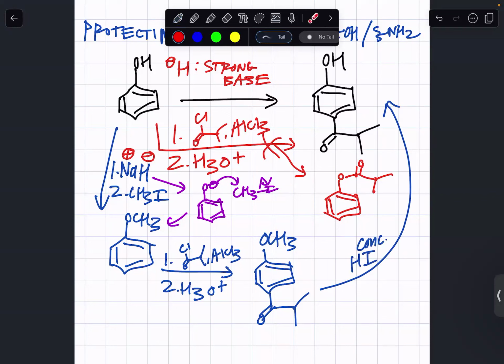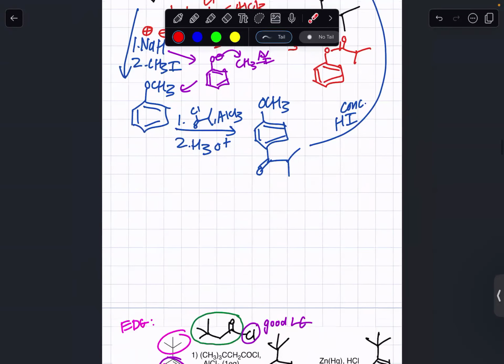So now we have the acyl group where we want it to be on the benzene ring. To convert the OCH3 back into the OH, we use concentrated HI, right? Which is a 118A thing. Don't worry about the mechanism. Just know that this concentrated HI will convert this OCH3 back into the OH. It will deprotect the OCH3 and convert it back to the original OH we have. Okay, so that's protecting OH.